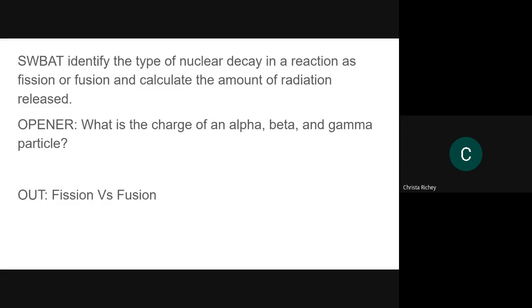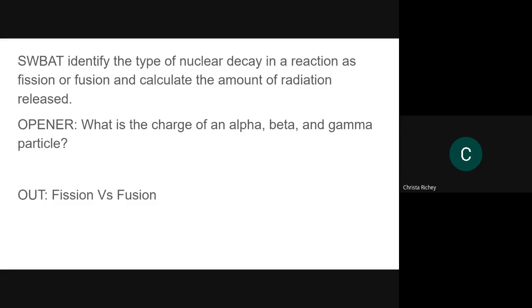So yeah, we've got 3 things. We got alpha, beta, and gamma. Okay, what is an alpha? What is it composed of? Which element is it? It's an element on the periodic table. Helium. Okay.